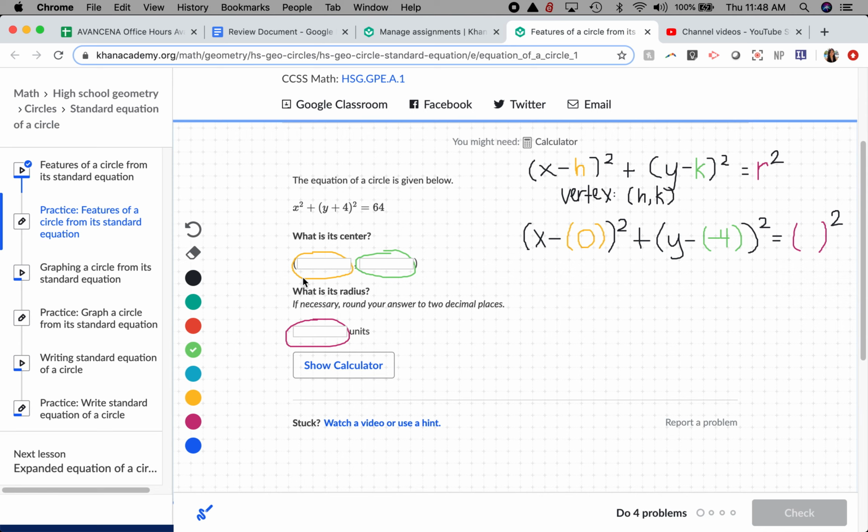So what I'm going to do is plug in my center as 0, comma, -4. Now let's go ahead and find our radius. Our radius here is 64, and based on standard form, we know that this constant on the right side of the equal sign is being squared. So we should think, what number squared will equal 64? And that answer is 8, because 8 squared, or 8 times 8, will give us the value 64. So my radius is going to be 8.